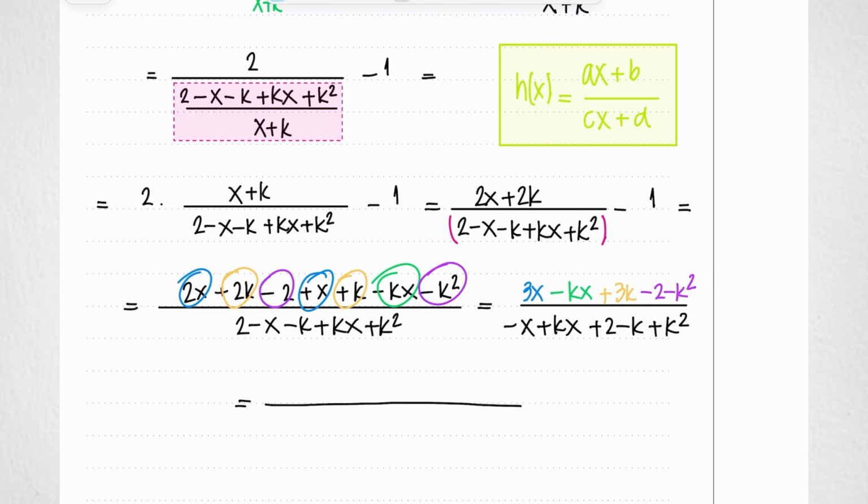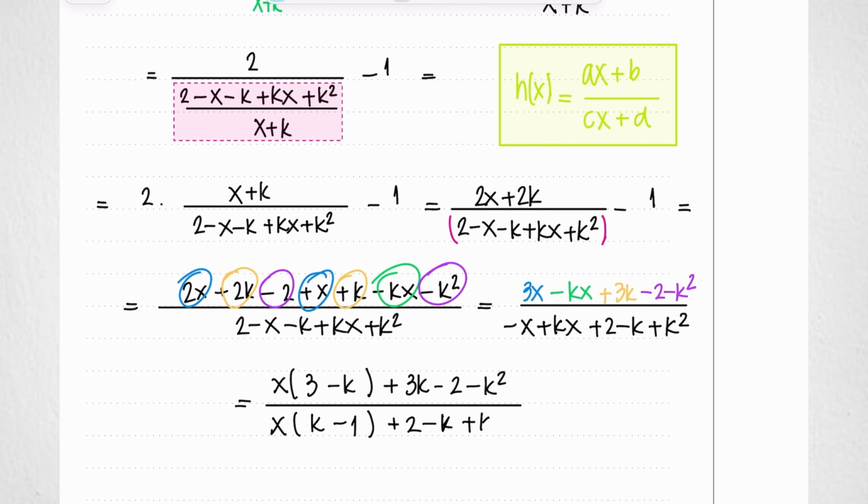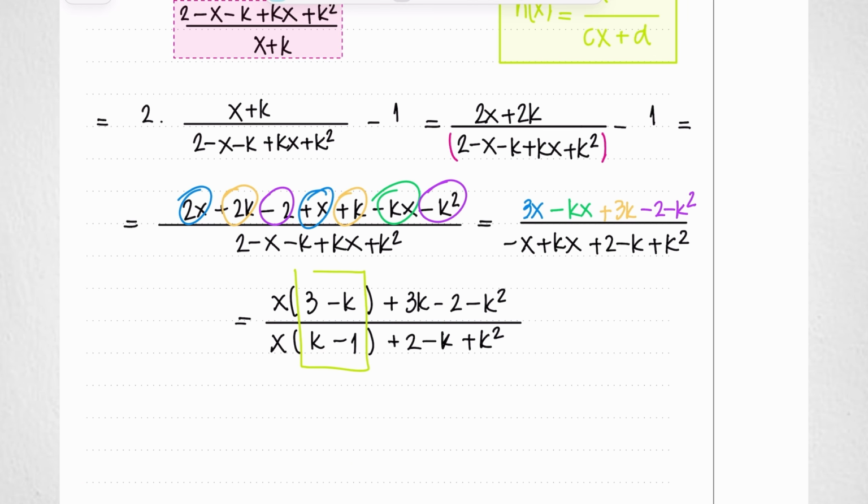So if we rewrite this function by finding the coefficients that multiply x in the numerator and denominator, 3 minus k over here and k minus 1 in the denominator, and the other terms, they do not really matter, at least not for this step of the exercise, then we can see that the equation of the horizontal asymptote is y equals 3 minus k over k minus 1. So this is the horizontal asymptote. And there you go, kind of a long exercise.